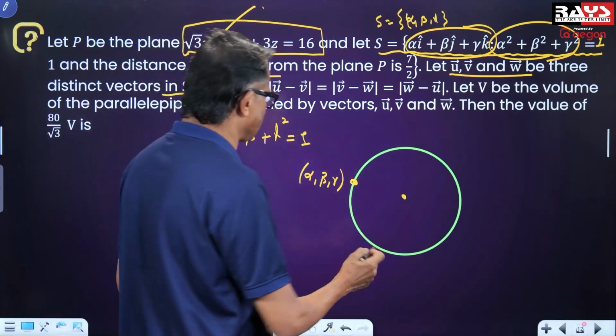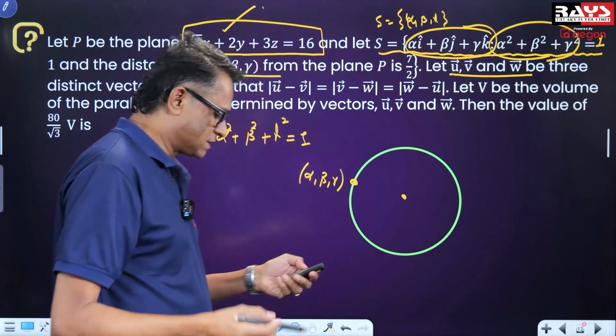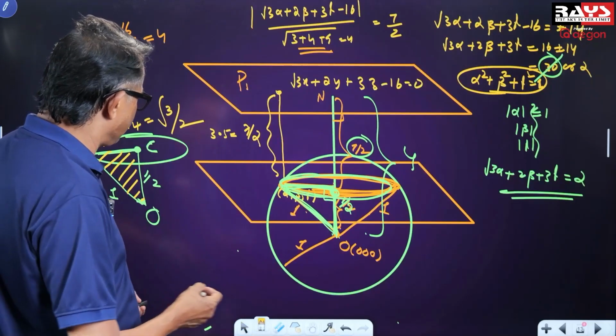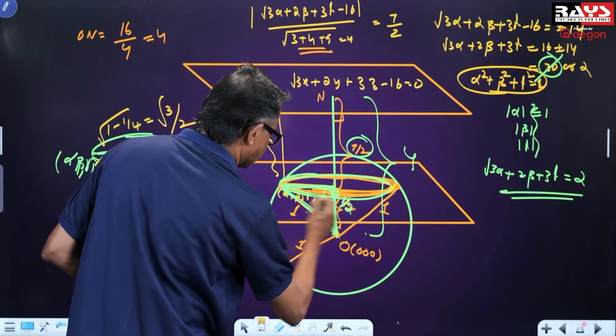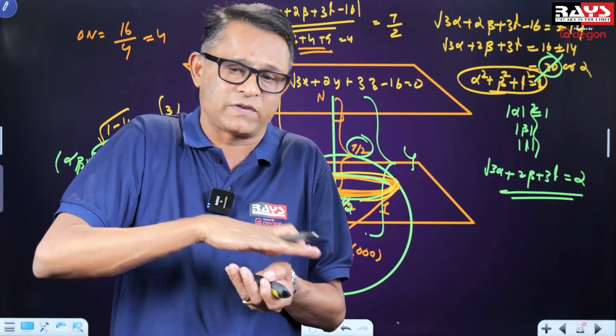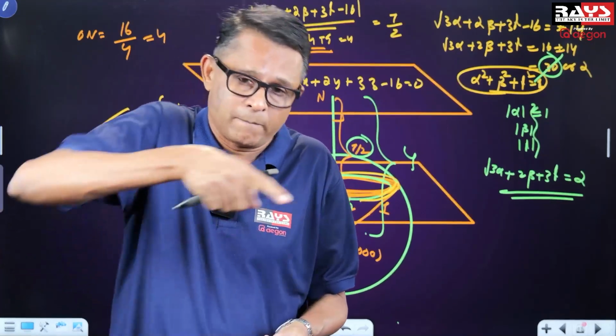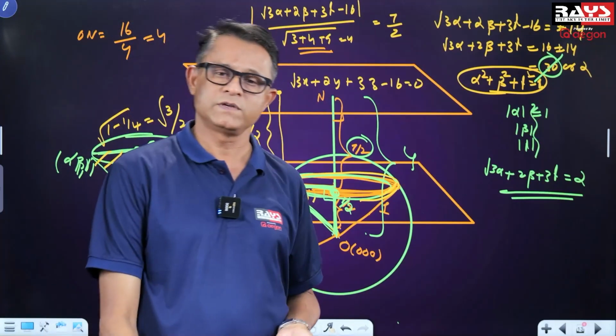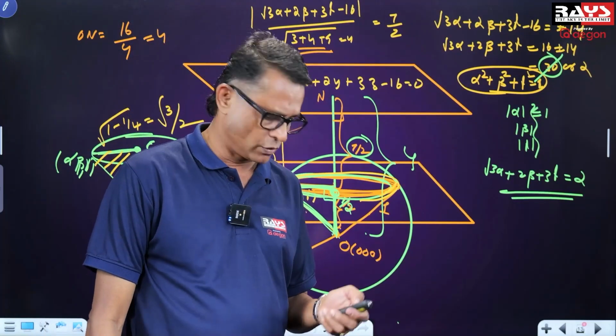So whichever vector we consider in this circle, the circle is a part of the sphere. Understood? The circle is obtained by intersection of the sphere with the plane. So every point on the circle will satisfy alpha square plus beta square plus gamma square is equal to what?